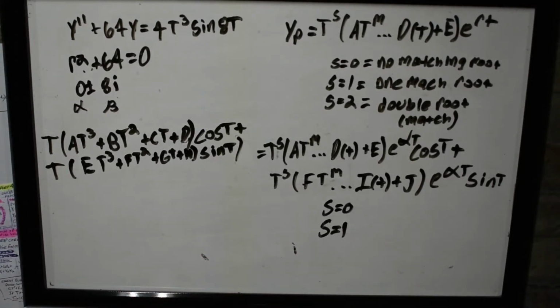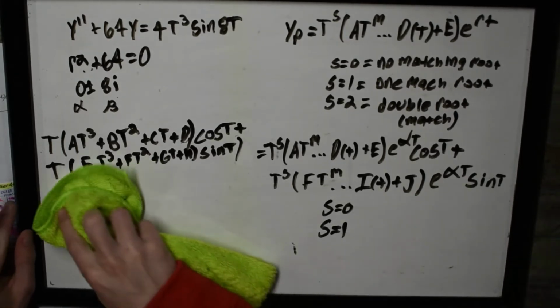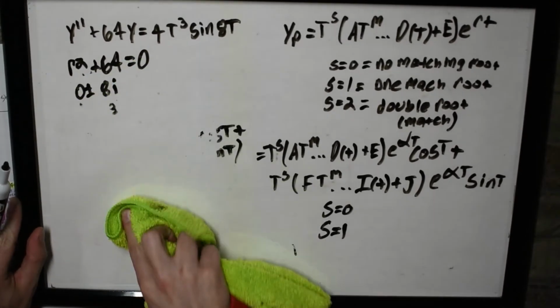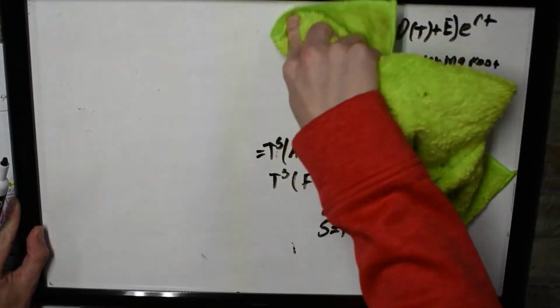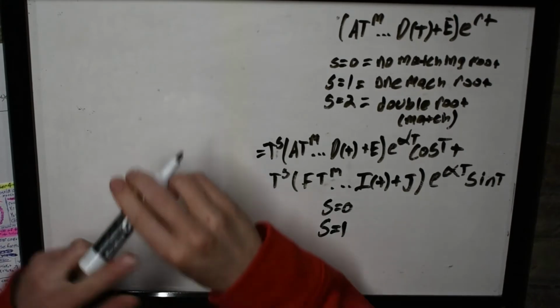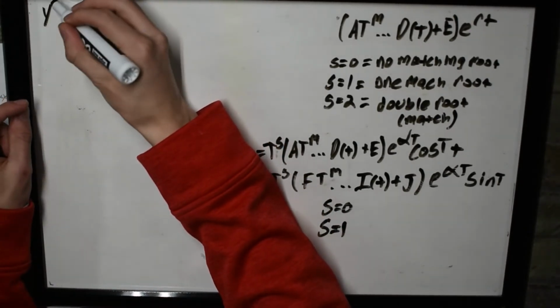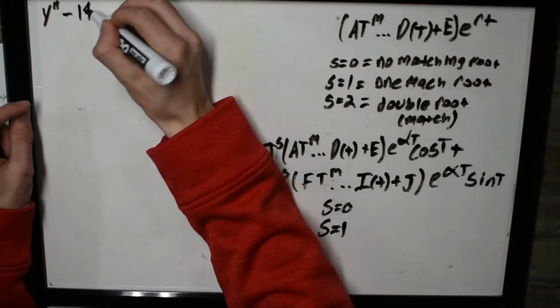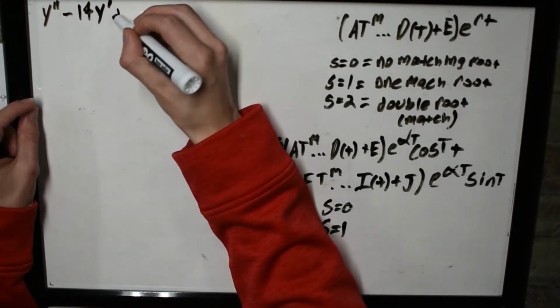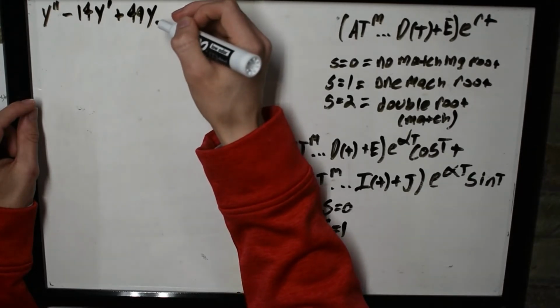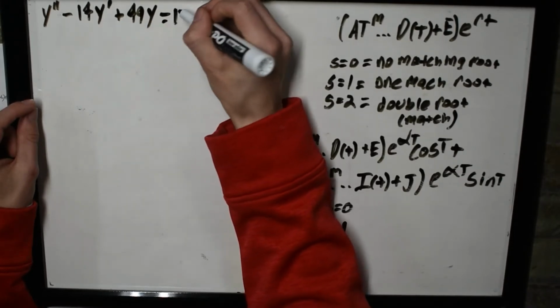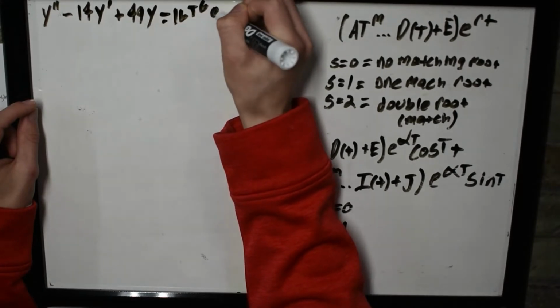Okay, not too bad. Let's do another one. I'm going to erase this. Okay, this is similar to number 14. Y double prime minus 14y prime plus 49y is equal to 16t to the 6th e to the 7t.